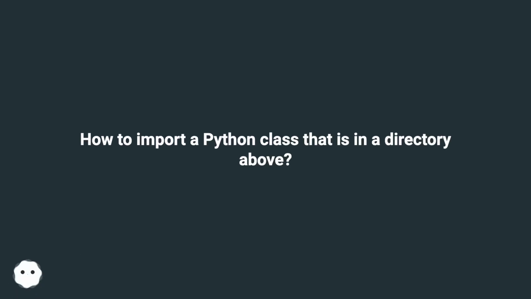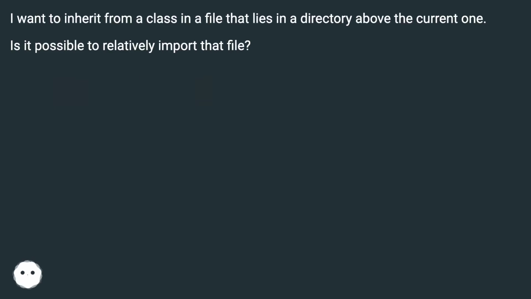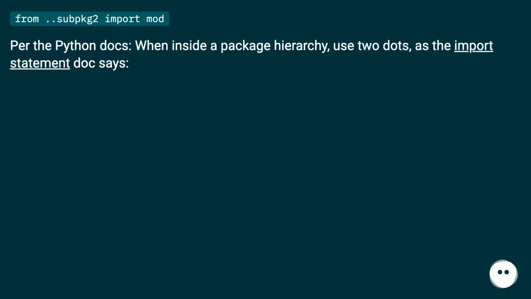How to import a Python class that is in a directory above. I want to inherit from a class in a file that lies in a directory above the current one. Is it possible to relatively import that file? From sub to import mod.